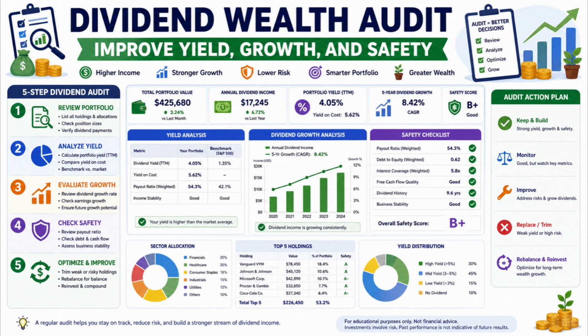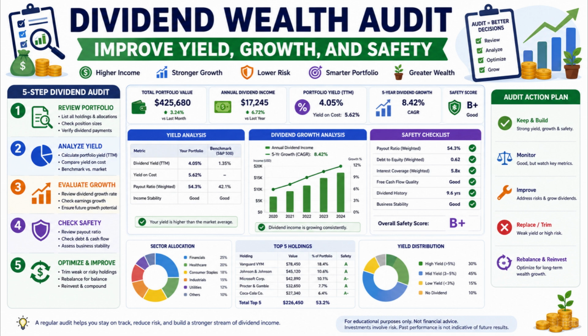A very high yield may indicate that the share price has fallen because the market expects weaker earnings or a possible dividend cut. Therefore, compare the portfolio yield with a suitable benchmark and examine the quality of the businesses producing that income. Then, calculate the weighted payout ratio.